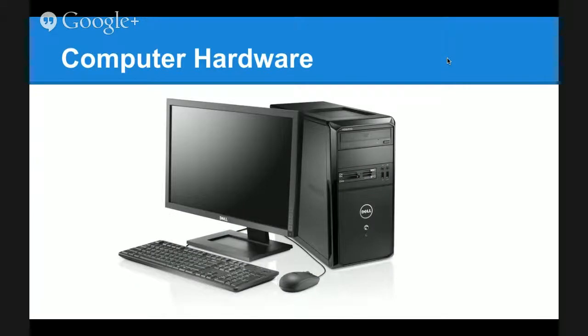So our third topic this block was called computer hardware. Computer hardware is any physical part of the computer itself. So this includes the keyboard, the mouse, the monitor, the modem, the printer. Basically anything that you can touch falls under the term computer hardware.